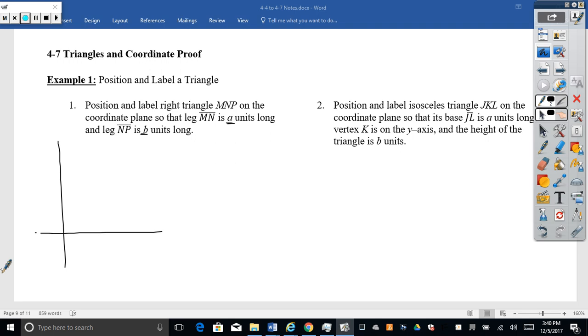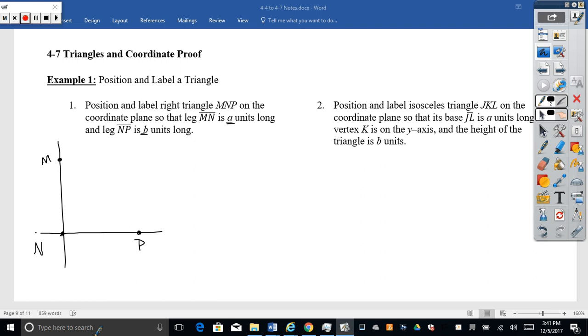So if I have a right triangle, MN is A units long and NP is B units long, I'm going to go ahead and do this. Let's go ahead and put M here. N will be here. And then P will be out here.